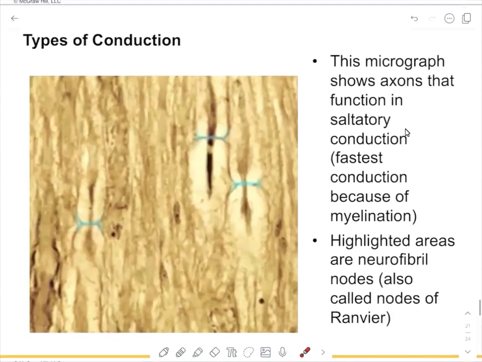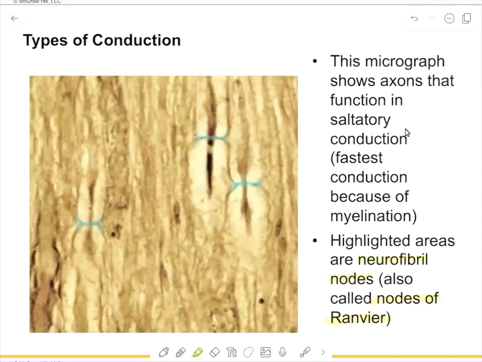This micrograph is showing you the types of conduction that actually occur here. So what I want you to notice where we have this little green line, these are what are called nodes of Ranvier. They're also called neurofibril nodes or nodes of Ranvier. And this is important because this is where the action potential actually leaps to. So the goal of axons is to spread the action potential as quickly as possible throughout the nervous system.